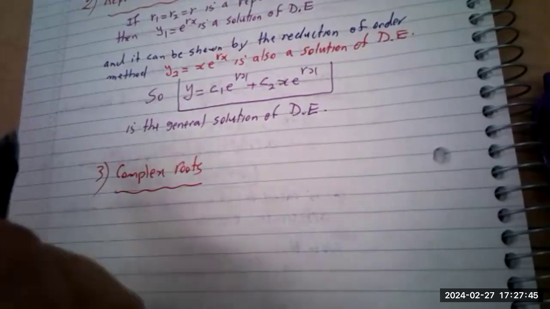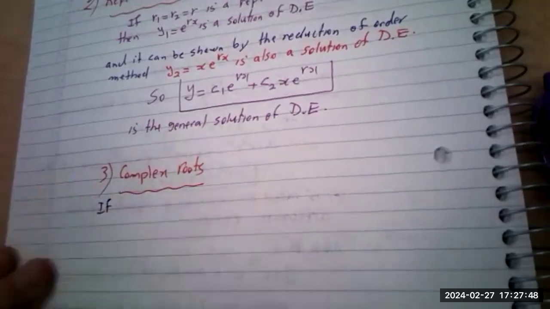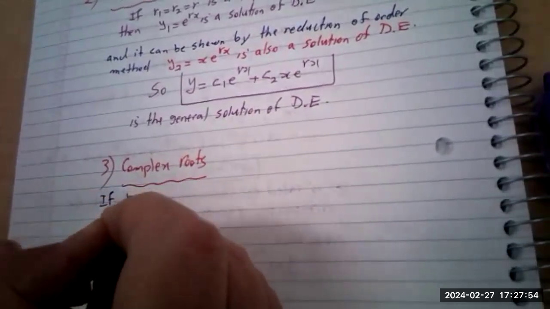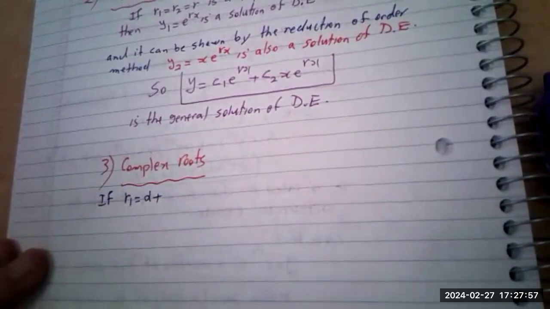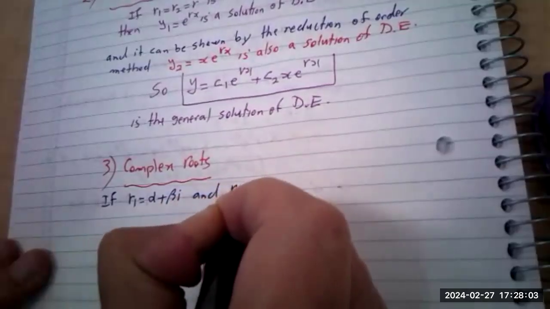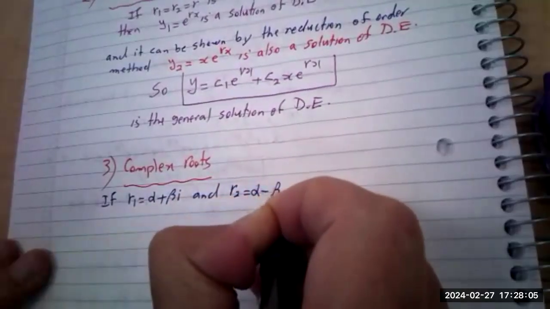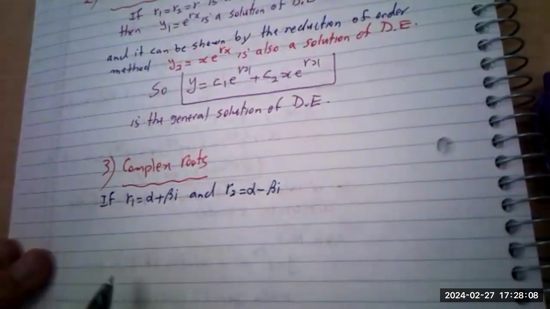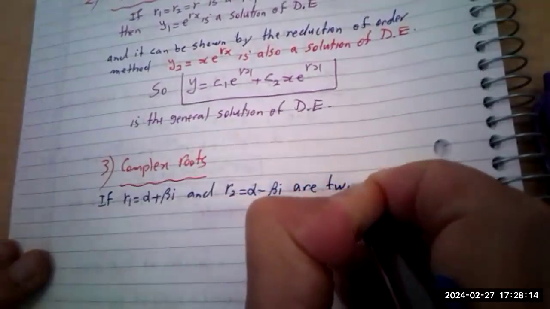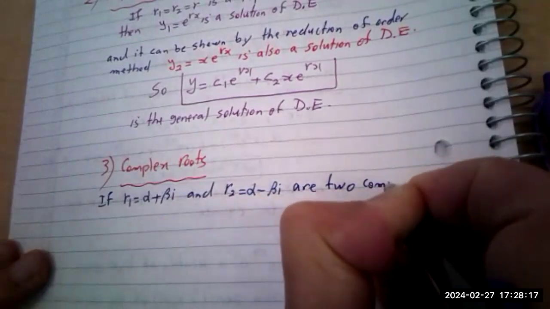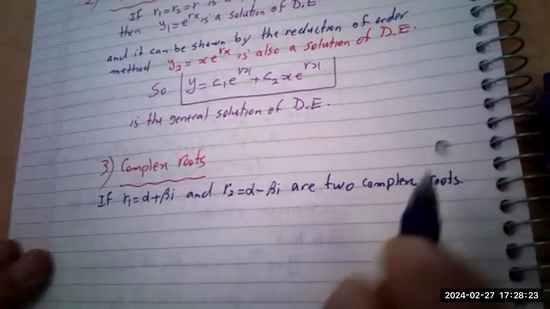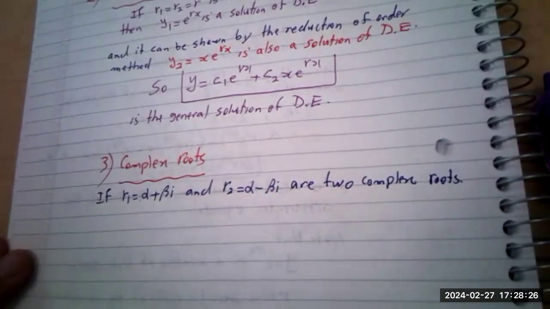Okay, so in this case you have 2 solutions, but they are complex. If r1 equals alpha plus beta i, these are standard notations that we use, so you have to follow these. This is one solution. The other one is going to be the conjugate, alpha minus beta i. These are our 2 solutions, 2 complex roots of that characteristic equation that you have.